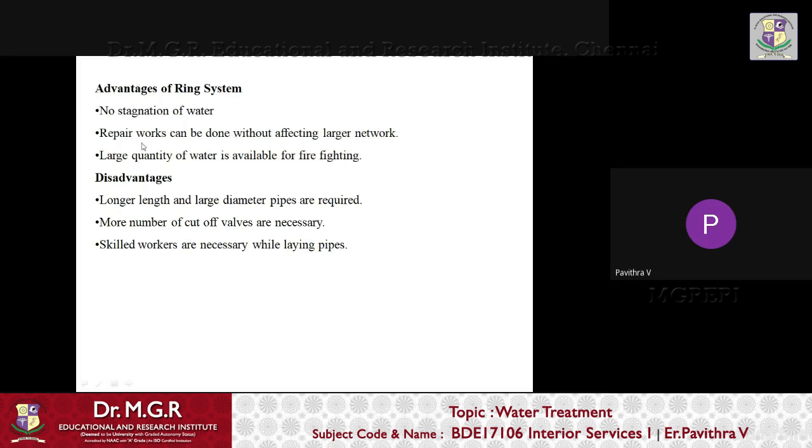So these are the advantages of the ring system, and the disadvantages will be, since the system itself is going to be in a grid way, a larger length of pipes will be required, and with a larger diameter. So more cut-off valves are also necessary, and skilled labor is also required while laying the pipes. So this is the same as that of the grid iron water distribution system.